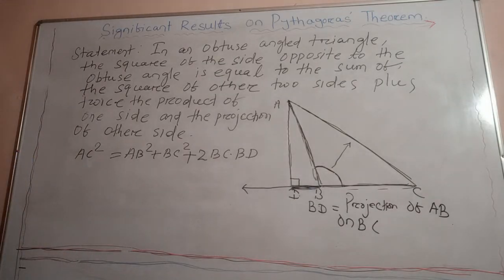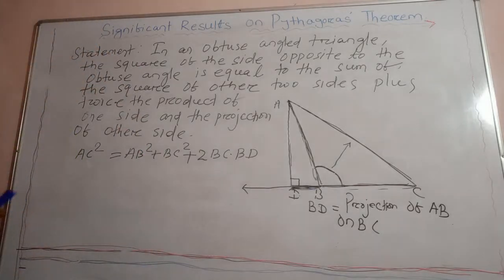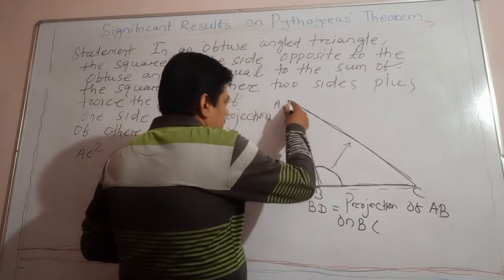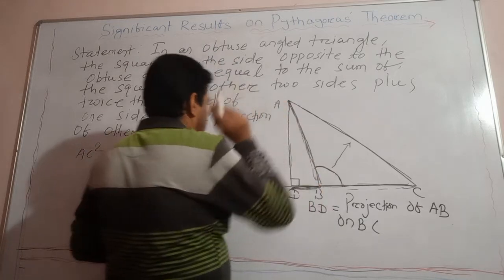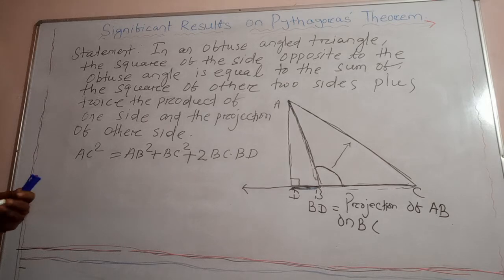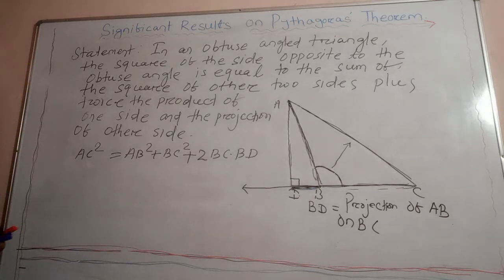In an obtuse angle triangle, the square of the side opposite to the obtuse angle is equal to the sum of the squares of other two sides plus twice the product of one side and the projection of other side. This is the projection of other side. Okay. So this is the thing we are going to do. Let us write down this one, this statement. Is it clear?